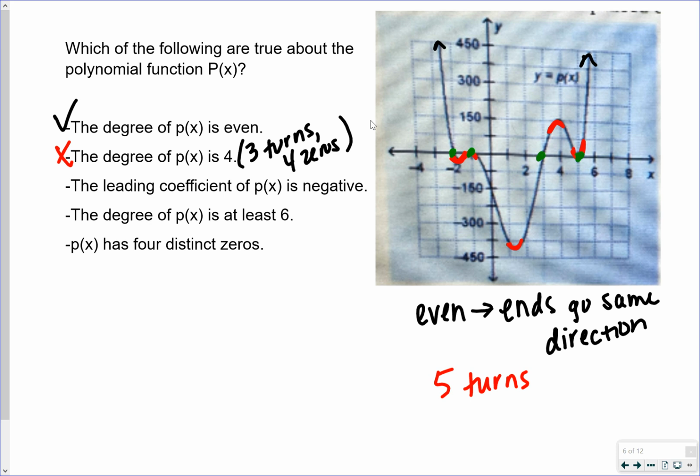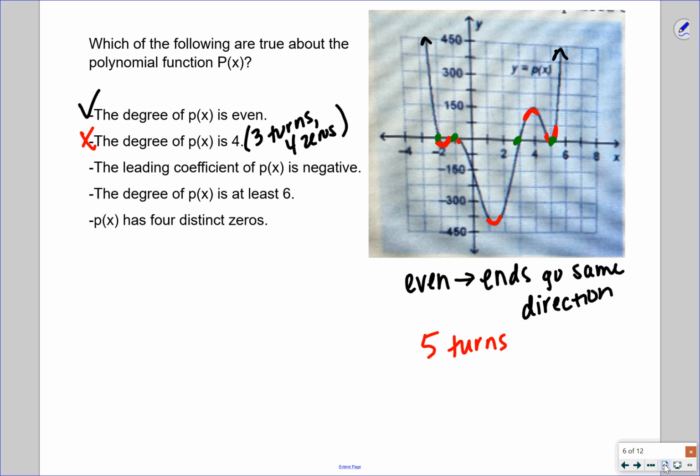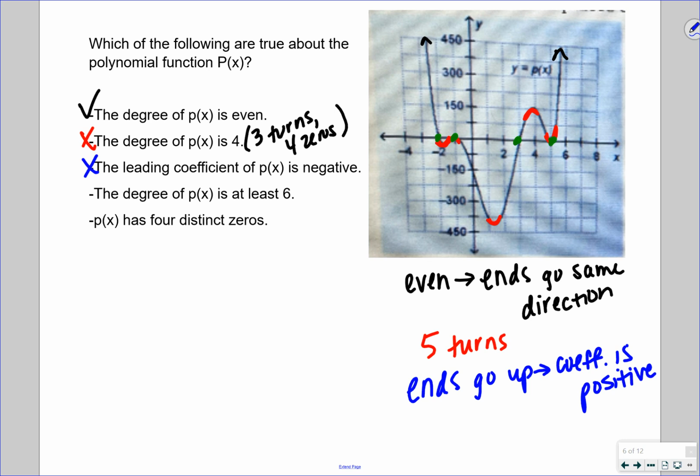The leading coefficient is negative. Well, my ends both go up. So my leading coefficient must be positive. So that one is also not true. Is the degree at least 6? Well, I have 5 turns, so I could have a degree of 6. It has to be at least 6 because my turns is 1 less than the degree. So this one is true. And then does it have 4 distinct zeros? We actually already covered that. I have 1, 2, 3, 4 distinct zeros. That one is also true.